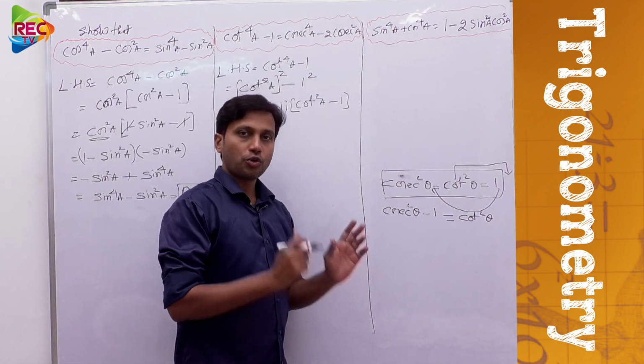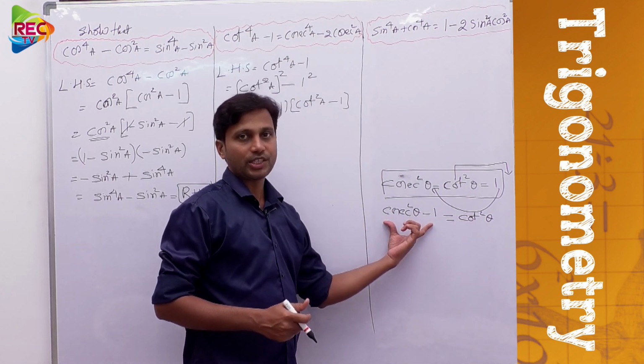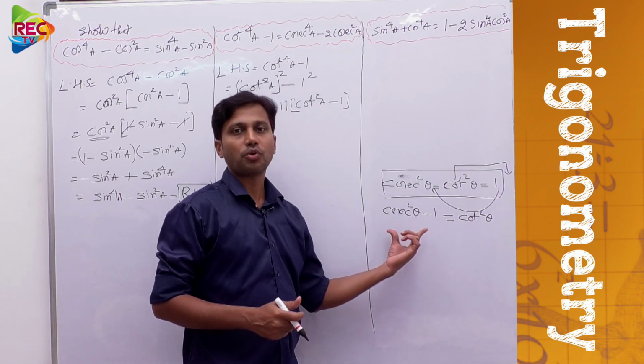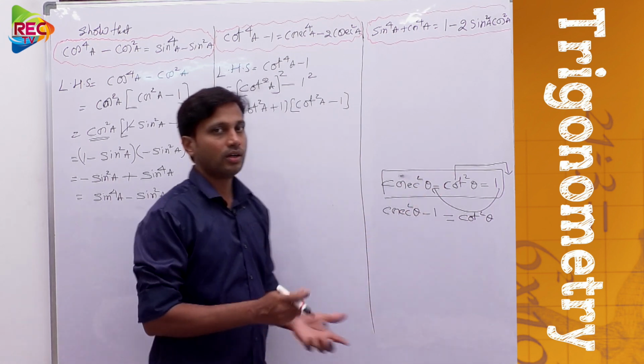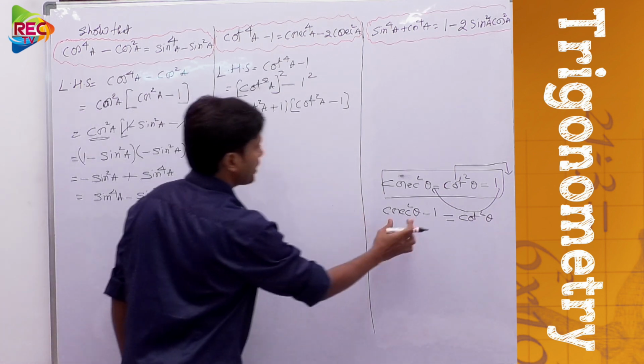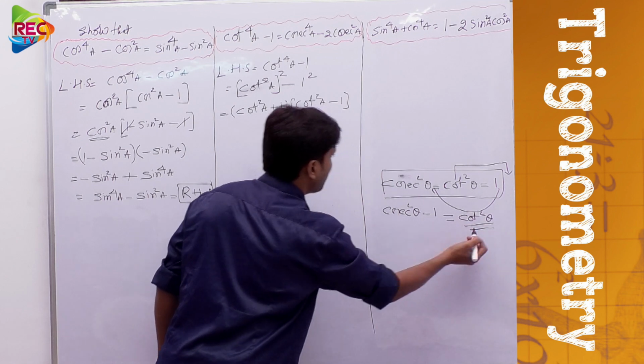So wherever you wrote cot square theta, that can be replaced by cosecant square theta minus 1. Cot square theta is equal to cosecant square theta minus 1. From this identity we converted like this. Okay, anyways, so now put cosecant square theta minus 1 for every cot square theta.